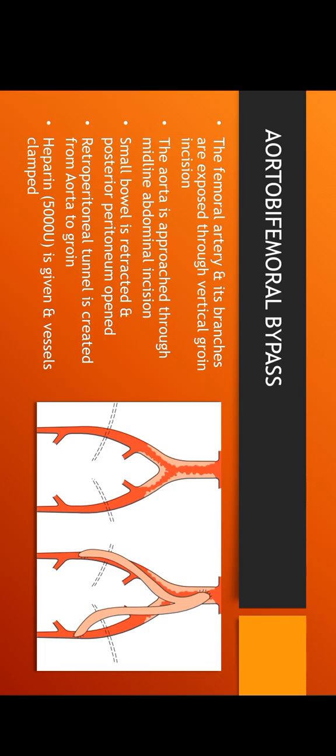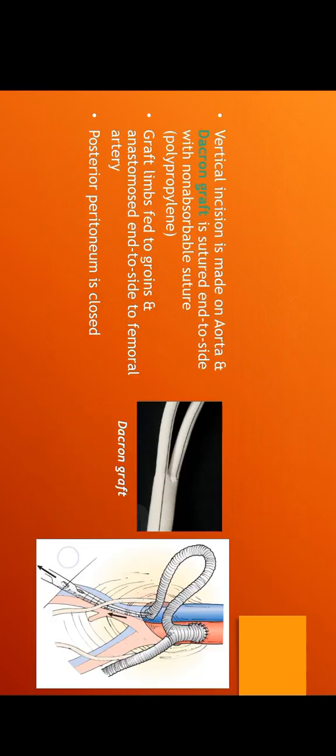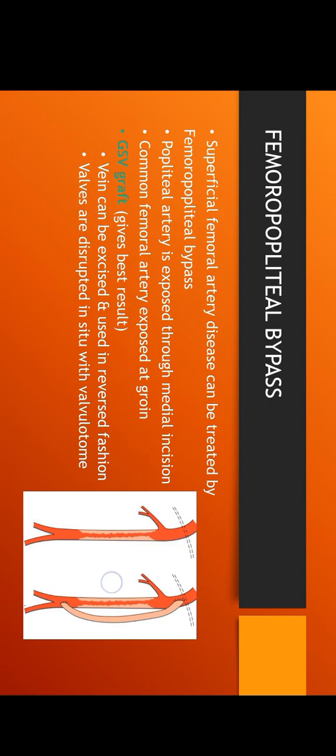Heparin 5000 units is given and the vessels are clamped. A vertical incision is made on the aorta and the Dacron graft is sutured into it with a non-absorbable suture like polypropylene. Graft limbs are fed to the groin through the retroperitoneal tunnel and anastomosed end to side to the femoral artery. The posterior peritoneum is closed over the Dacron graft to prevent adhesion formation between the graft and the bowel.